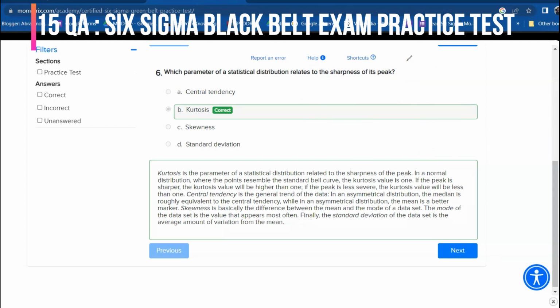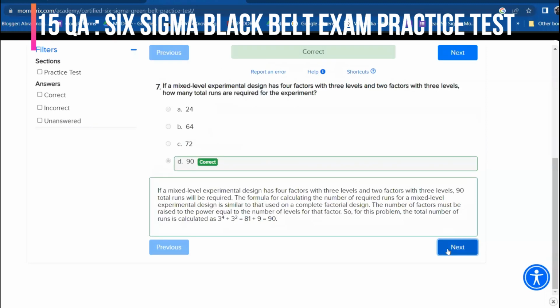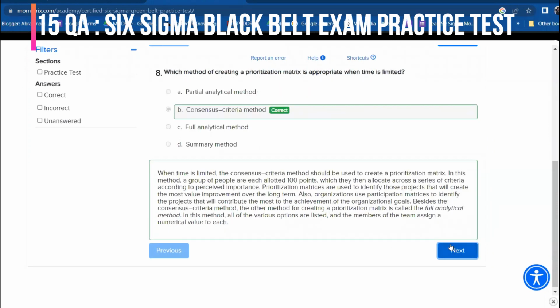Okay, very good interaction we had on this question. And this is the same thing which I explained. 3 to the power of 4, 3 to the power of 2, 81 plus 9 is 90. And because the time is limited, we can just go for the consensus method.